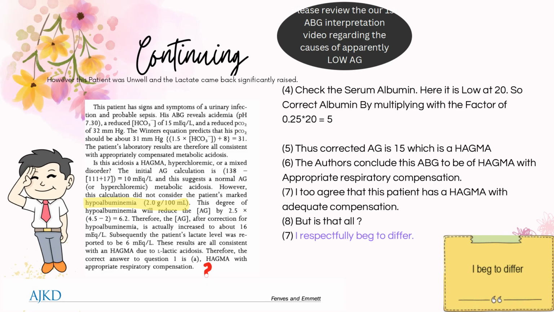So as explained in the previous slide, we go on to check the serum albumin. Here it was low at 20, so the delta albumin difference is 20. So you correct it by a factor of 0.25. You get a factor correction of 5, and then the corrected albumin gap is 15. So NAGMA now becomes a HAGMA.